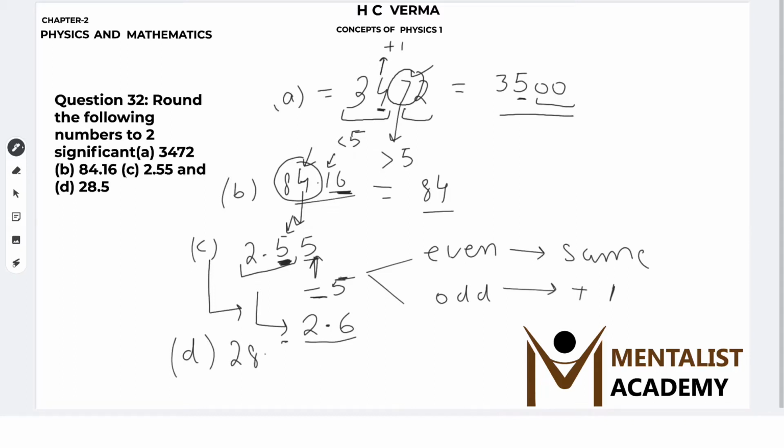28.5. Now according to this rule, again we have 5, so we have to keep these two digits, and the digit before 5 is an even number, so we will keep the same even number as it is and we will remove this 5. So the final result would come out to be 28. We will not increase the digit, we will keep the same digit.